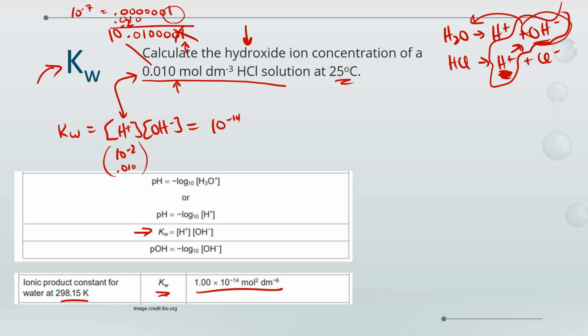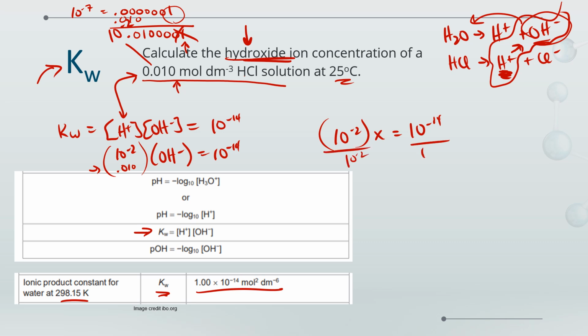So we basically just have what we have from the acid. The contribution of the hydrogen ions from the water is negligible, so we're just going to round to the concentration of the acid. So 0.01 mole per cubic decimeter hydrogen ion concentration times the hydroxide ion concentration that we're trying to figure out here is going to be equal to 10 to the negative 14. So how do I solve here? I have 10 to the negative 2 times x is equal to 10 to the negative 14. Divide both sides by 10 to the negative 2. That's going to leave us with x equals 10 to the negative 14 divided by 10 to the negative 2. When we divide with the same base, different exponents, we subtract our exponents.